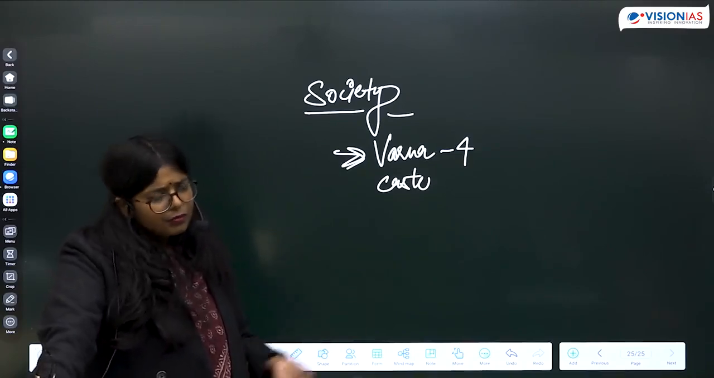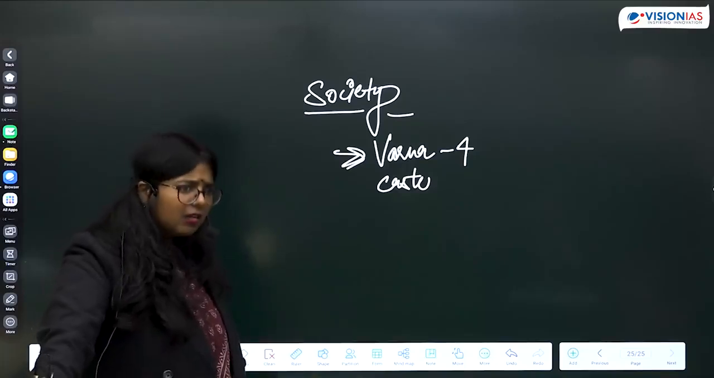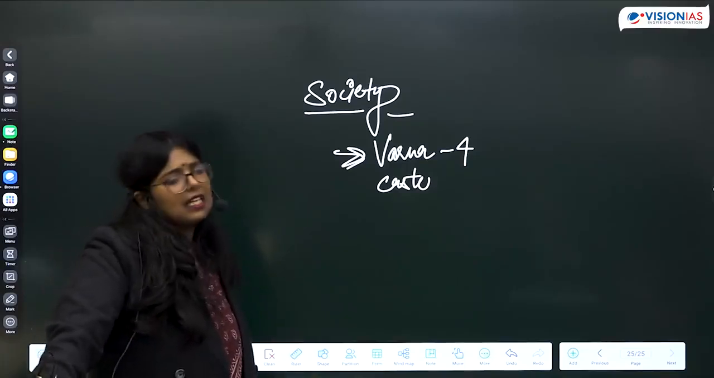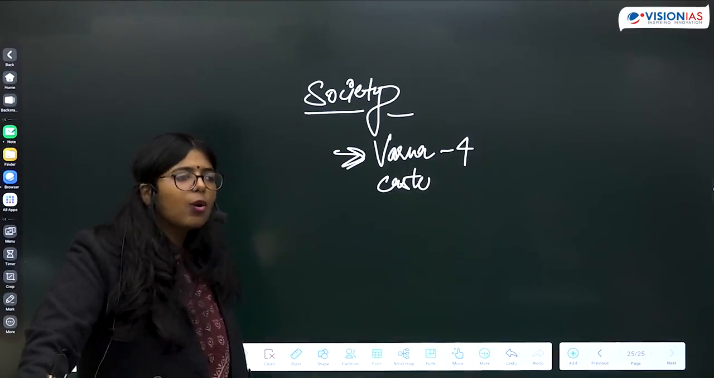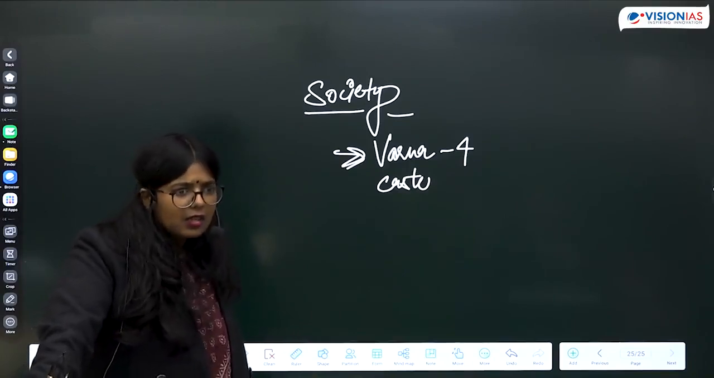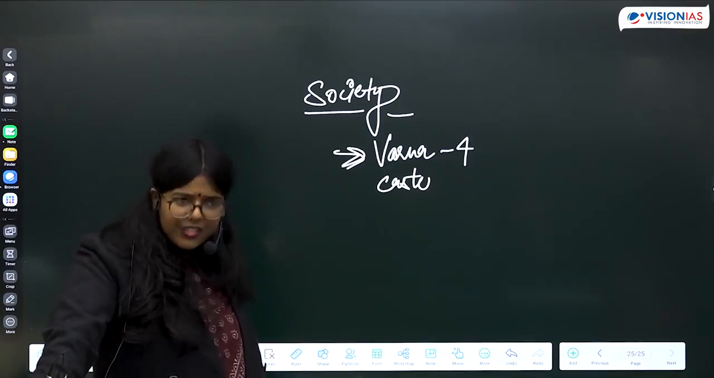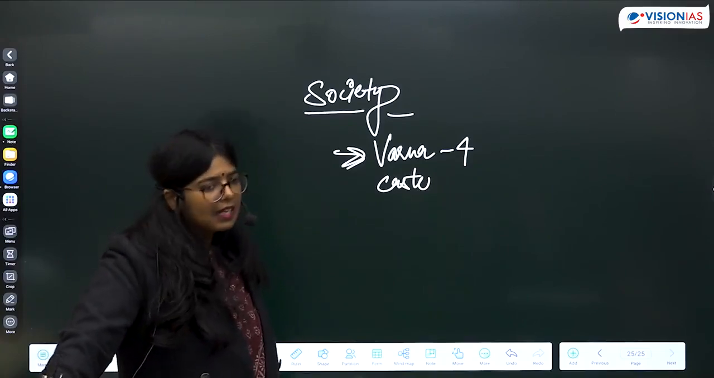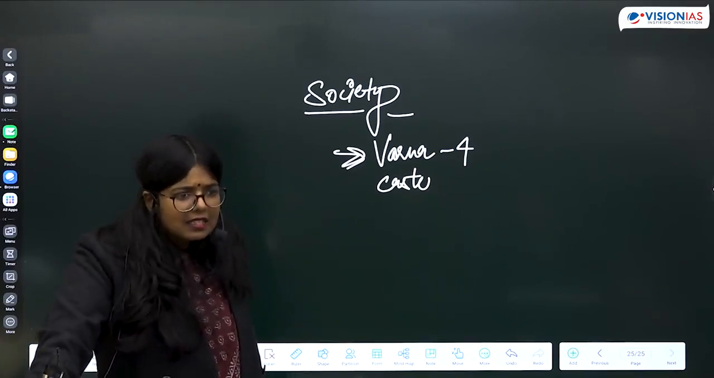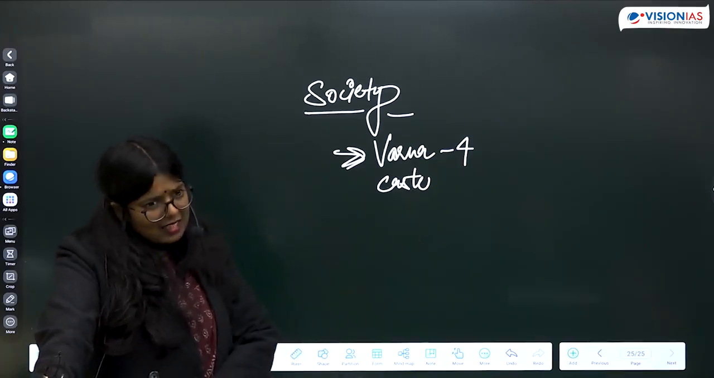Is this clear? When Megasthenes is coming here, he is making a mistake in understanding the system of Varna and caste. Okay, so probably he is mistaking people's occupational identity with their Varna identity. So this is a mistake that he is making.